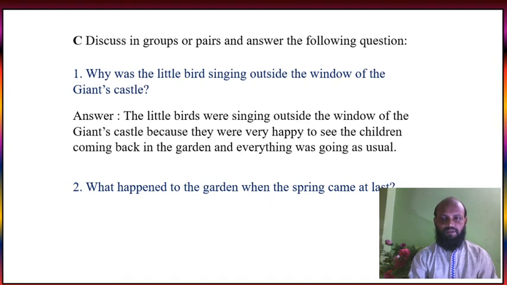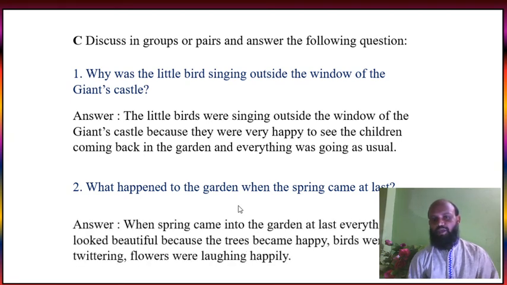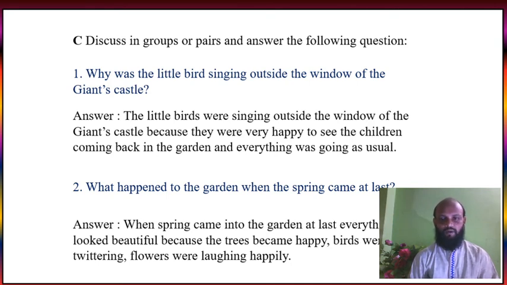So, question number 2. What happened to the garden when the spring came at last? You know, if spring comes, the flowers blossom and everything looks beautiful. What happened to the garden? When spring came into the garden at last, everything looked beautiful because the trees became happy, birds were twittering, flowers were laughing happily. So everything looked very beautiful.